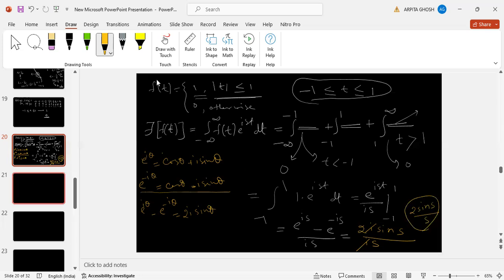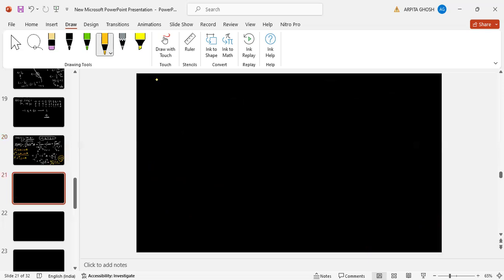Therefore, the original function f(t) was 1 for mod t less than or equal to 1. Mod t less than or equal to 1 means -1 less than or equal to t less than or equal to 1. The value is 1, and 0 for mod t greater than 1. That was the function and its Fourier transform is coming out to be 2 sin s by s. This is the Fourier transform. That is the first part.